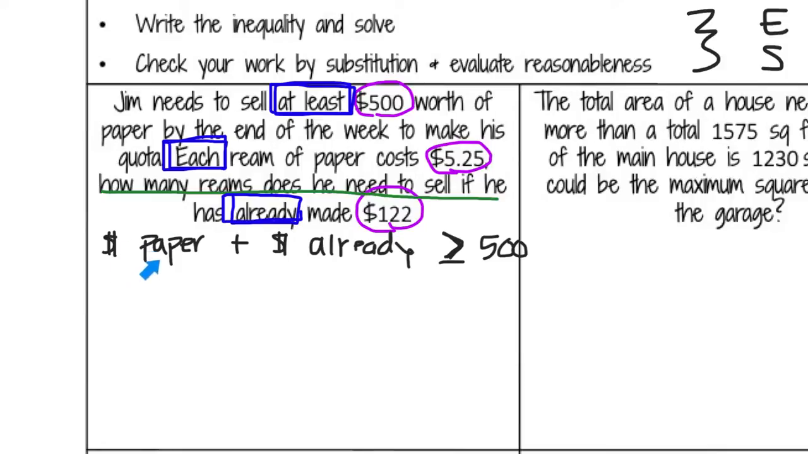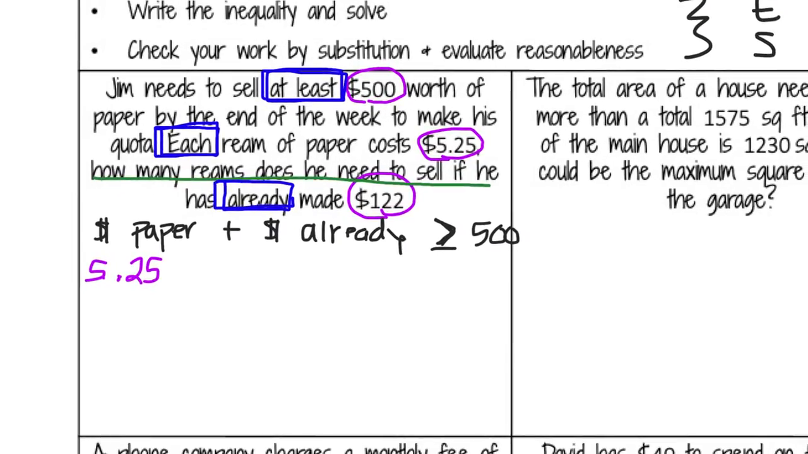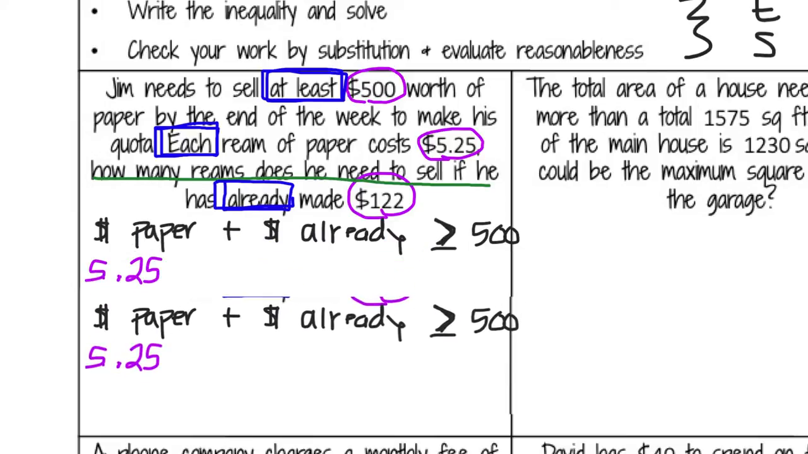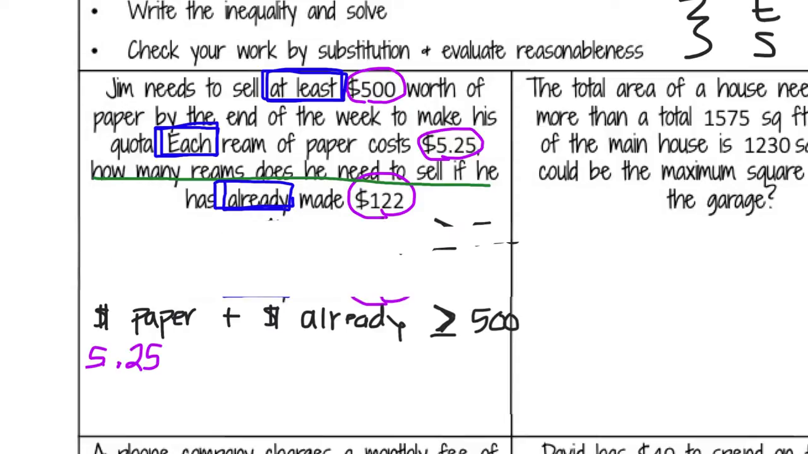Okay. So the amount of money he needs to sell in paper is going to be the cost of each ream of paper, which is just a pack of paper, which is the $5.25. Oh, we forgot to pick our variable. Oops. Let me just scooch these guys down. I skipped the most important step. All right, your variable comes from your question. It's asking us how many reams he needs to sell. So I'm going to pick R to represent the number of reams.